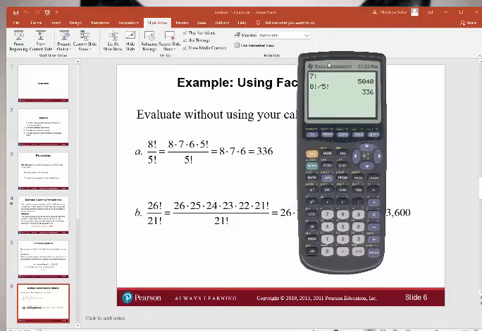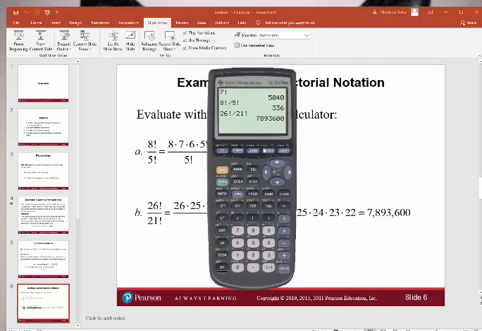So look, we'll look at the next one. Instead of even doing it out, 26 math, PRB, option number 4, factorial, divided by 21 math, PRB, factorial. Look, 7,893,600. You get the same answer with your calculator.